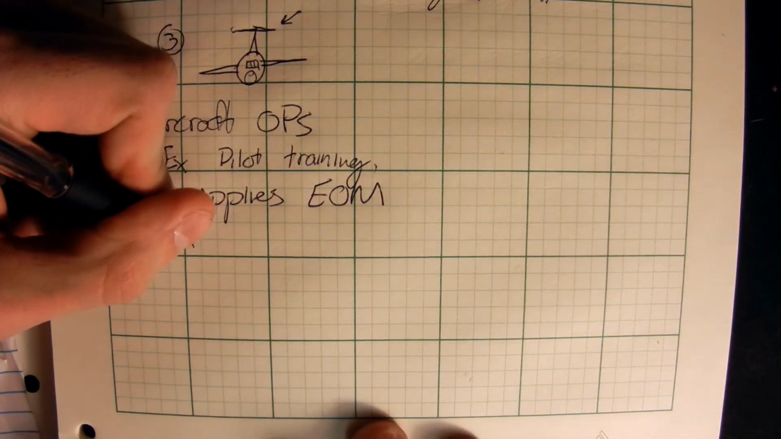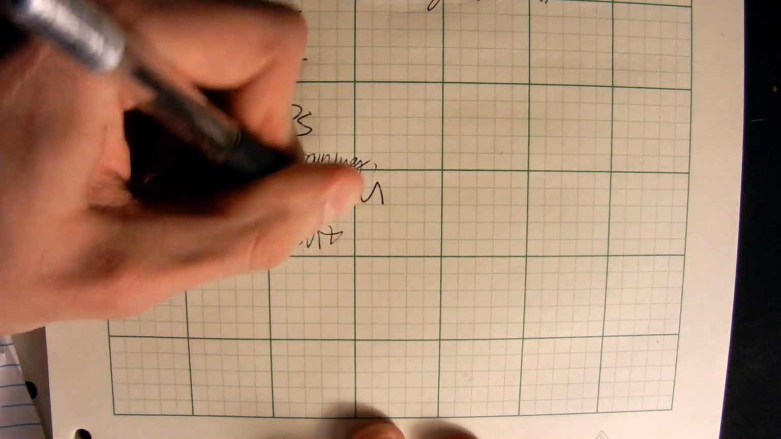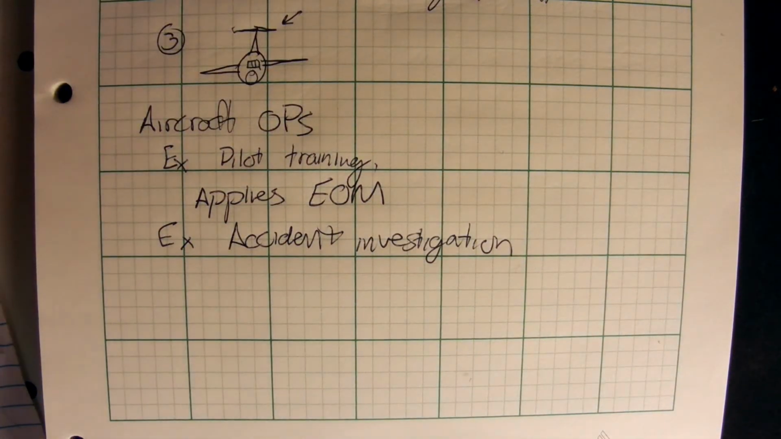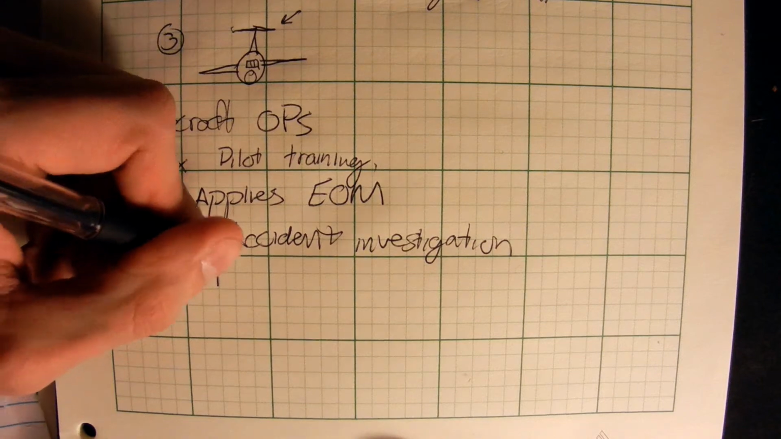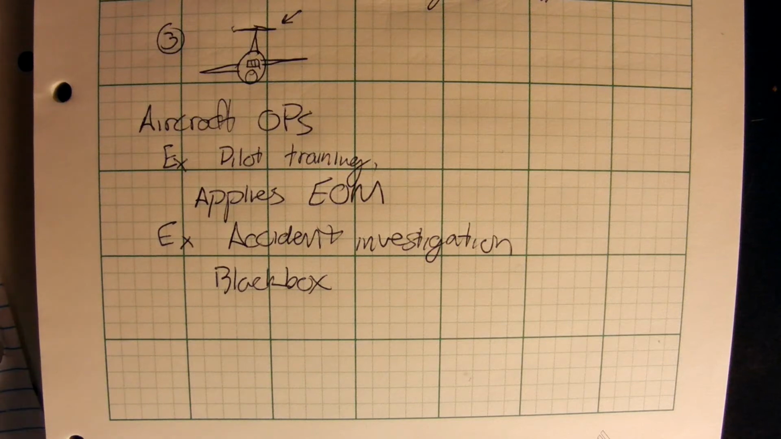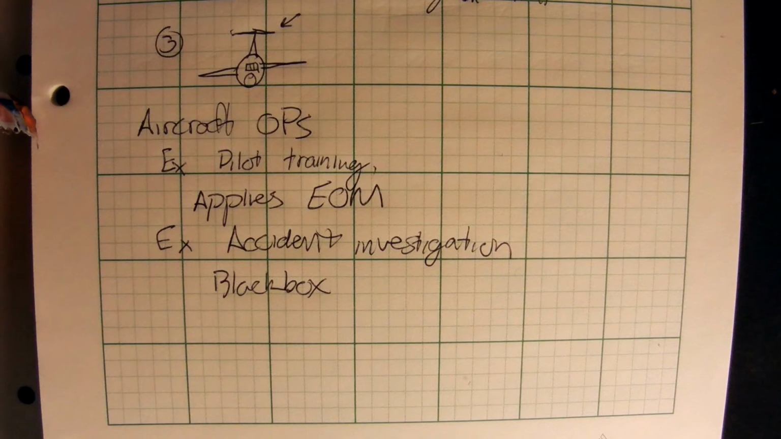Another example, we have accident investigation. This, as you might have heard of before, is called the black box. This black box right here contains all the inputs that the pilot has made into the aircraft, all the conditions about the aircraft for a period of time. And a common misconception, it's not actually black, it's bright orange. It's easier to find that way.